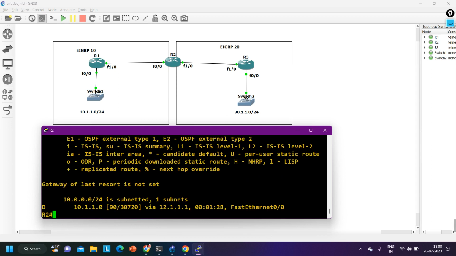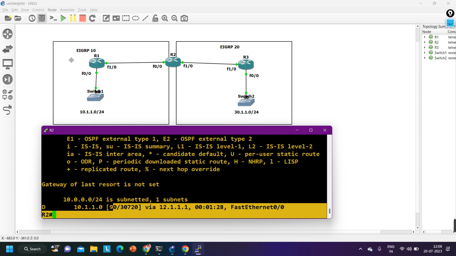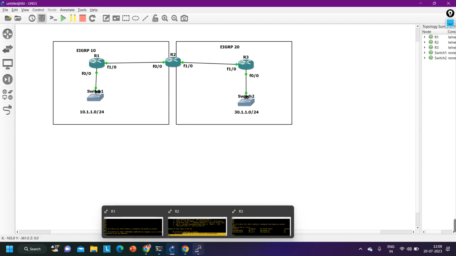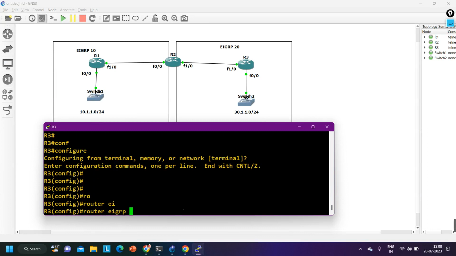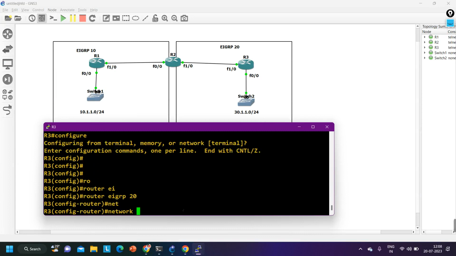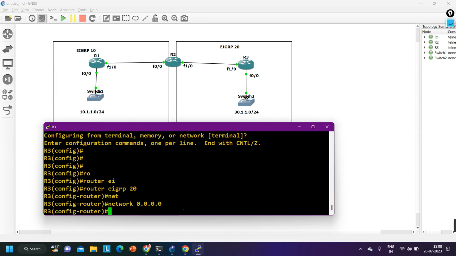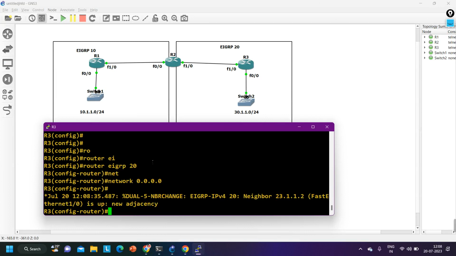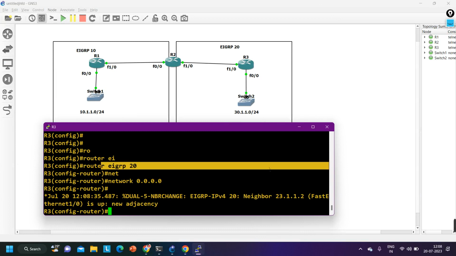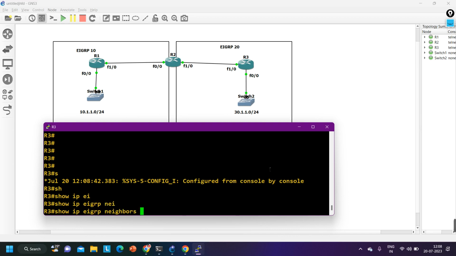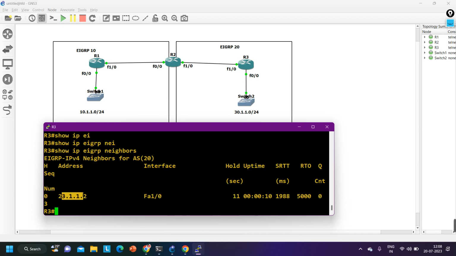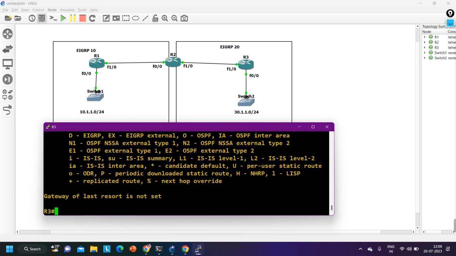Show IP route EIGRP. It is receiving 10.1.1.0, which is connected on router number 1. Done. Now let me take you to R3, and on R3 I am going to enable router EIGRP AS number 20, and network. Here I can run the 0.0.0.0 command, no problem, because here all interfaces belong to EIGRP AS number 20 only. Done. Now show IP EIGRP neighbors; neighborship is fine. Router 2 is neighbor of R3 and R1 is neighbor of R2.